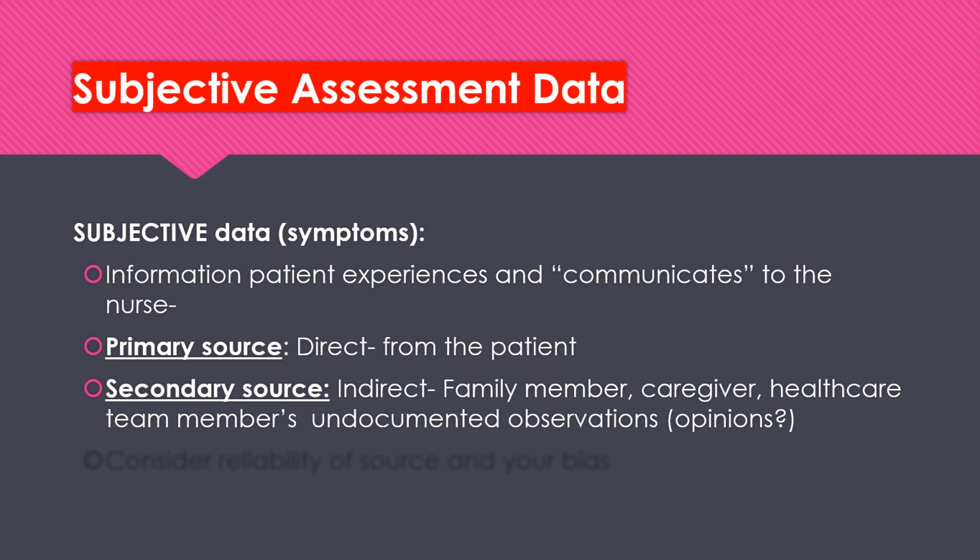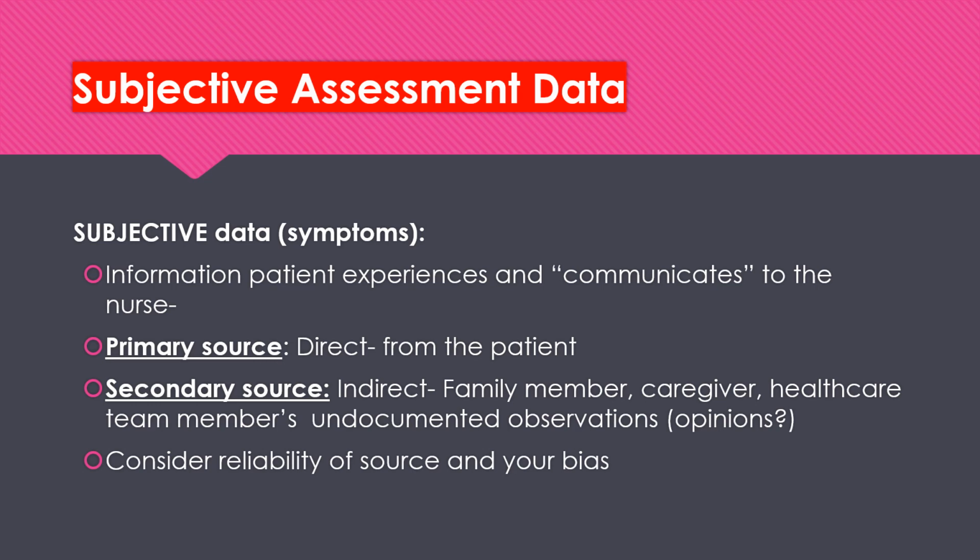And when we get subjective data, we need to make sure that we are considering the reliability of the source of the information. Okay? Could the patient be lying to us? Maybe they're in the emergency department and a police officer is in their room and they don't want to get in trouble. Could the family member, who is our secondary source, be trying to cover up something?